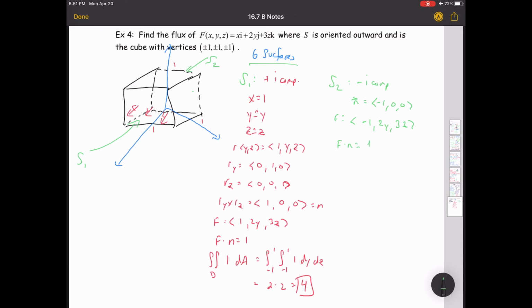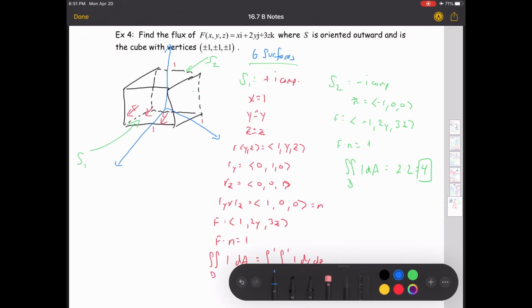Well, we've already done the double integral. It's exactly the same thing. So the double integral over D of 1 dA is just going to end up being 2 times 2 again, which is 4. All right? So that's the first two components. So as you can see, we didn't have to necessarily write everything out. Let's go ahead and talk about S sub 3.